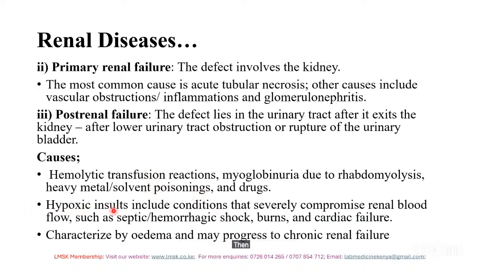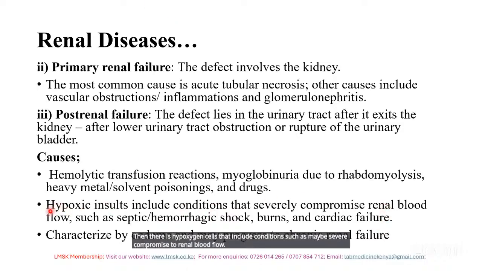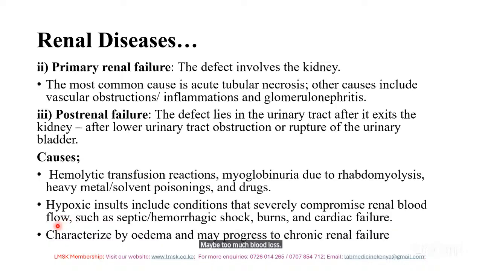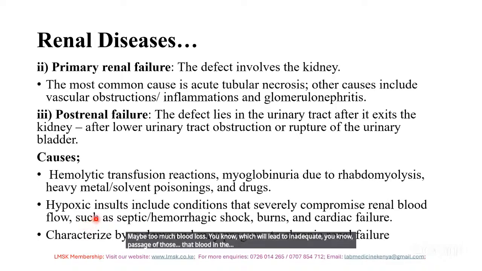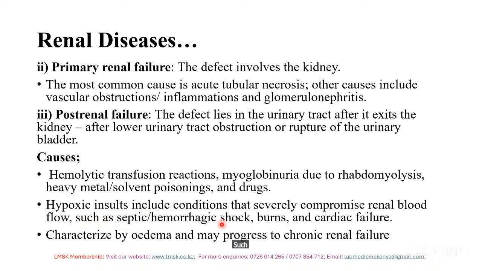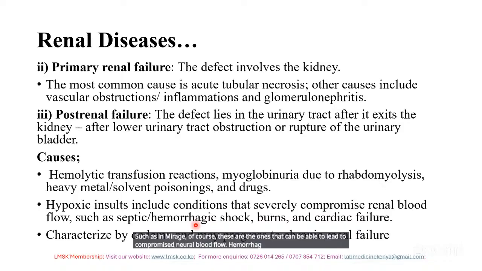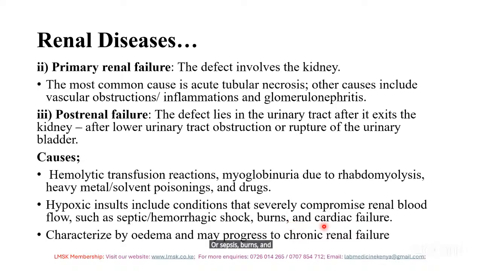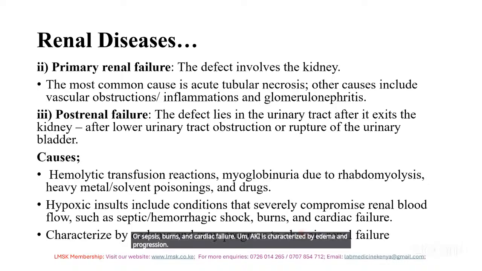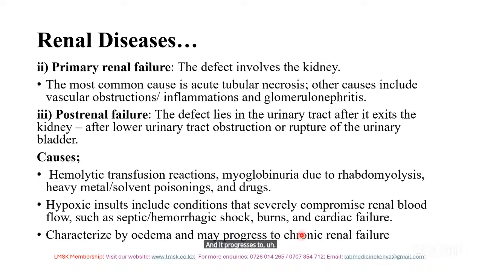Then there are hypoxic insults that include conditions such as severe compromise to renal blood flow, maybe too much blood loss, which will lead to inadequate passage of that blood in the kidneys, such as hemorrhage. Of course, these are the ones that can lead to compromised renal blood flow: hemorrhagic shock after someone has lost a lot of blood, or sepsis, burns, and cardiac failure. AKI is characterized by edema and it progresses to chronic renal failure if it doesn't get corrected within the right time.